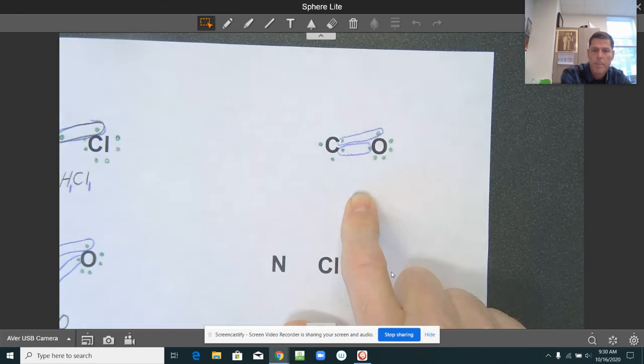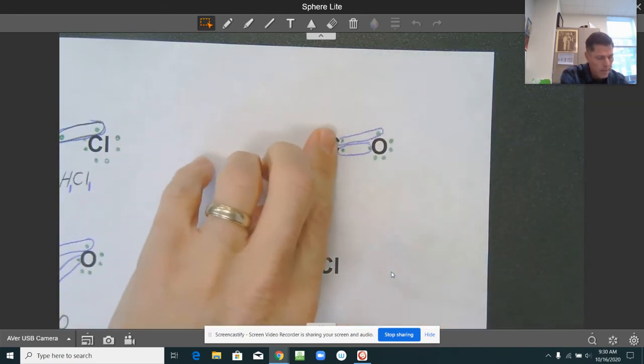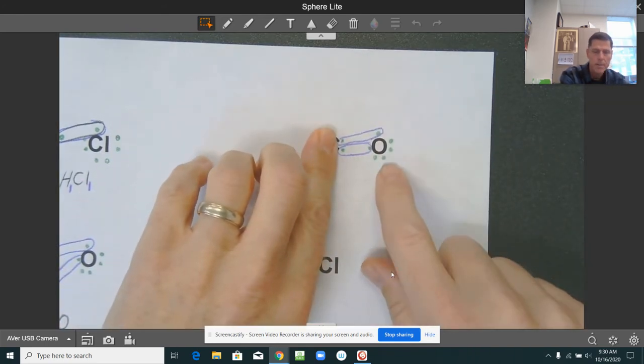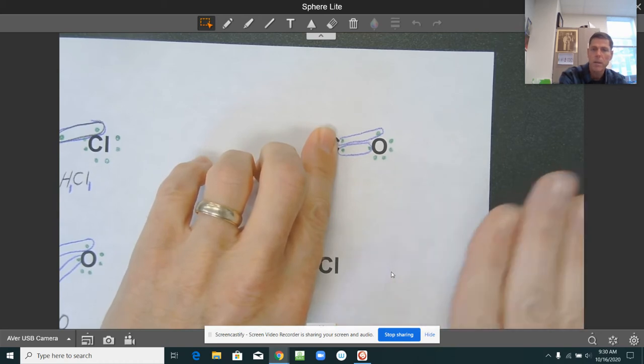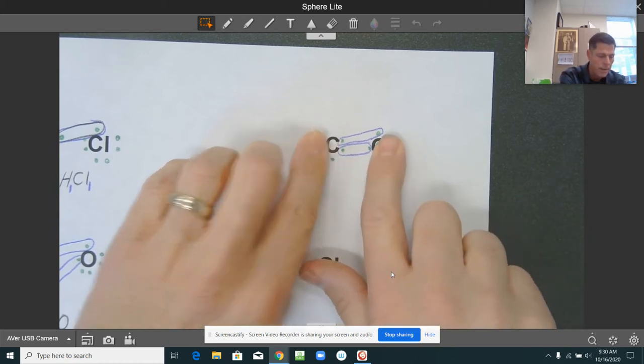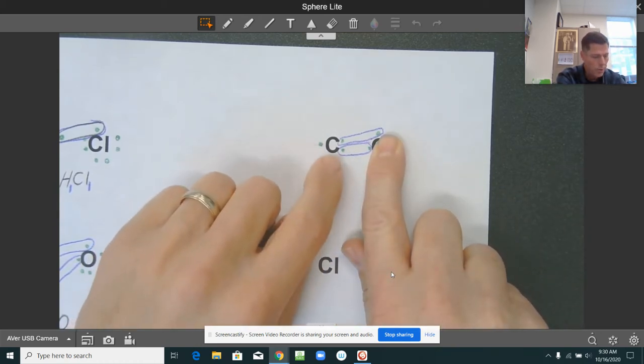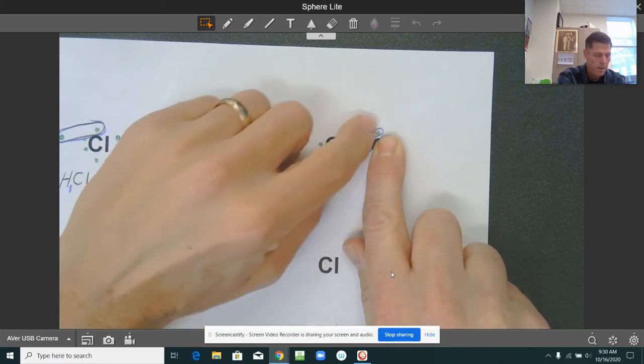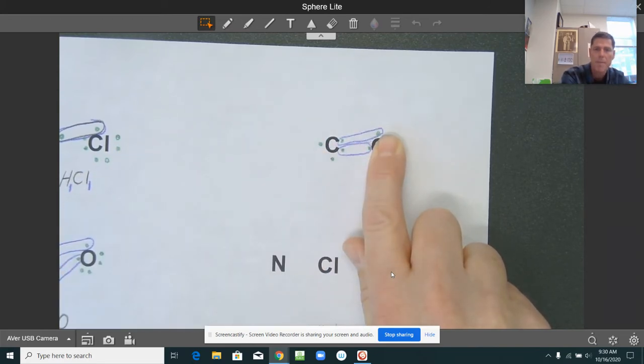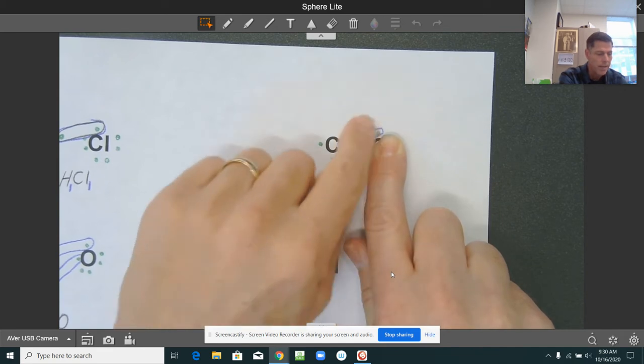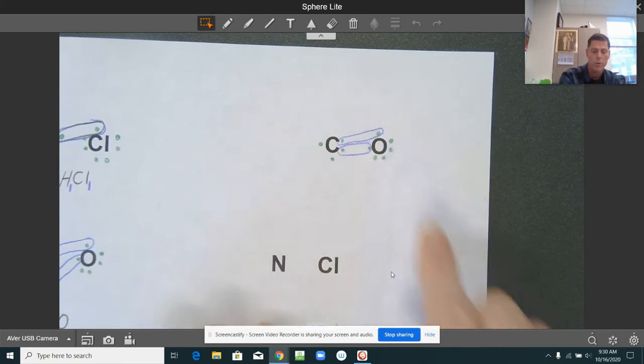electrons between them. So if we look at that, this oxygen now has 6, 7, 8 valence electrons. It's got its full octet. This carbon, 1, 2, 3, 4, that it originally had, 5 and 6, so it got 2 more from that oxygen. So now it's not at its full octet, but it got closer.